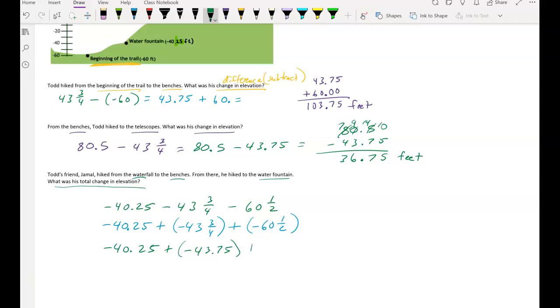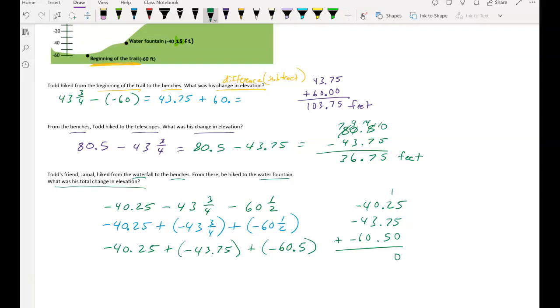And then most people, and you should know that anytime you've got half, that's the same thing as 0.5, right? So that would be negative 60.5. That's one that everyone should know. All right, so now I'm adding negative 40.25 to negative 43.75 to negative 60.5. I'm going to add all those negative numbers up. So 40.25, negative 43.75, and negative 60.5. And I'm going to tack on a 0 there to fill in that empty spot. Add up all these negatives.